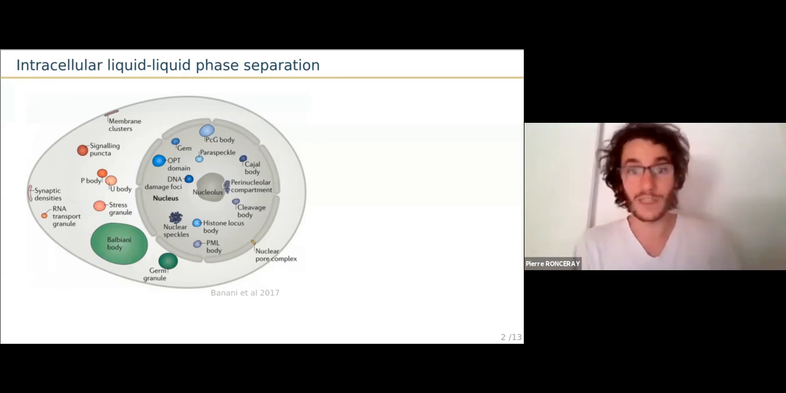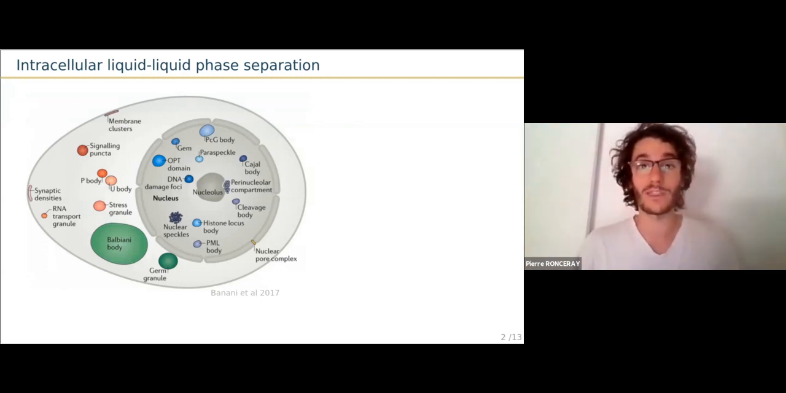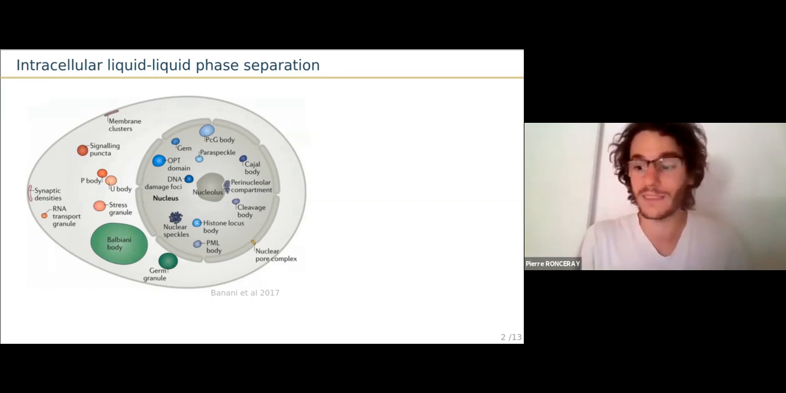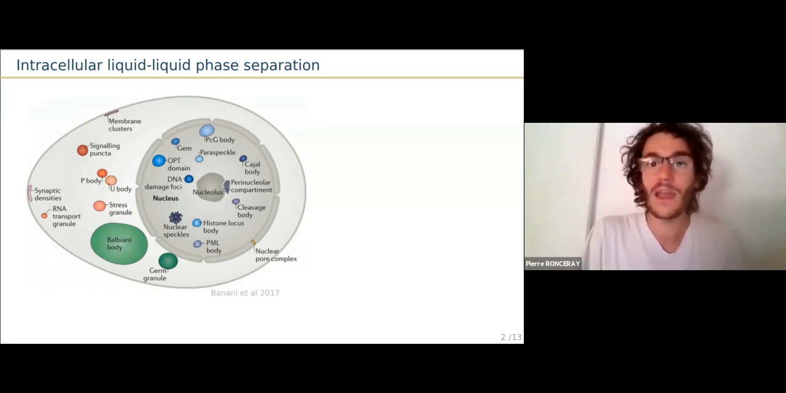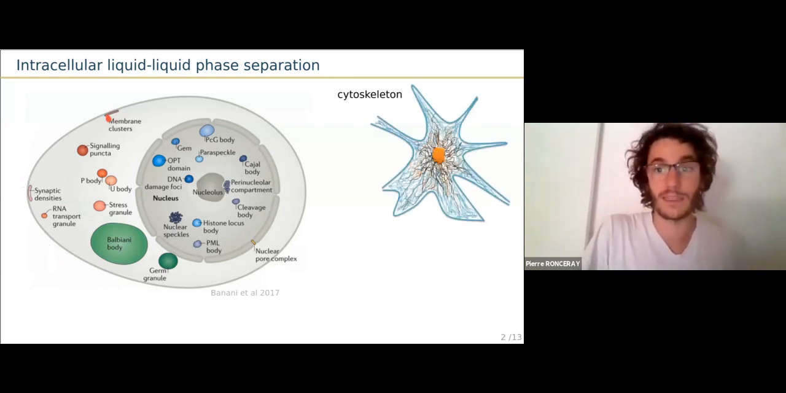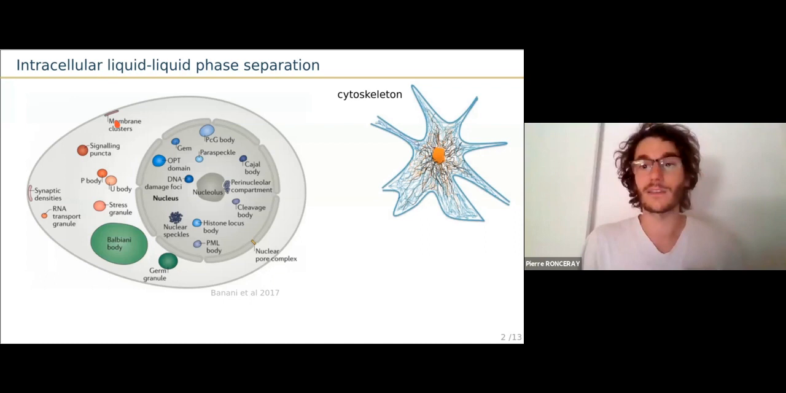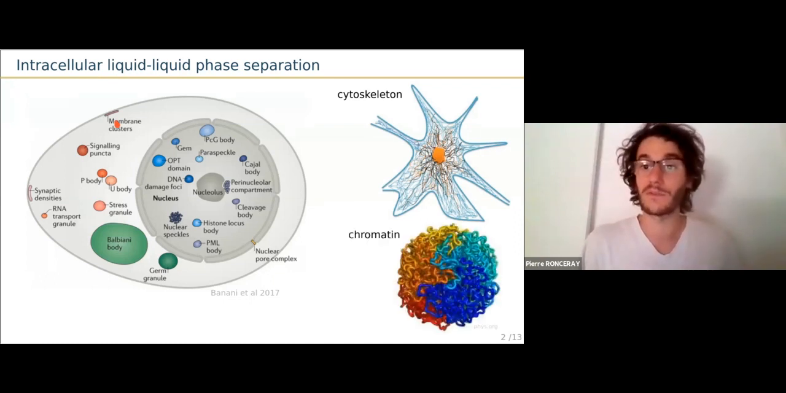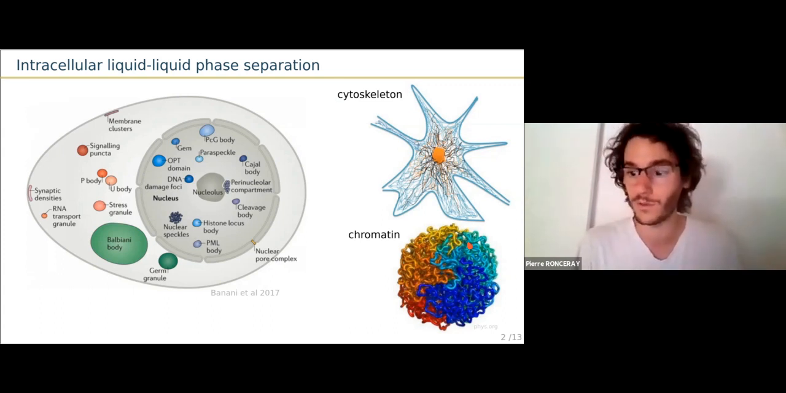What I'm going to focus on today is the fact that these liquid-liquid phase-separated objects are not quite like little oil droplets in water, which is the usual picture that we have for phase separation. They're actually in a much more complex environment than water, both inside the cytoplasm and inside the cell nucleus. There's a dense meshwork of fibers that forms an elastic network. So there's the cytoskeleton made of microtubules, actin, and intermediate filaments in the cytoplasm. And in the cell nucleus, there's chromatin, which occupies actually a significant volume fraction of the nucleus.